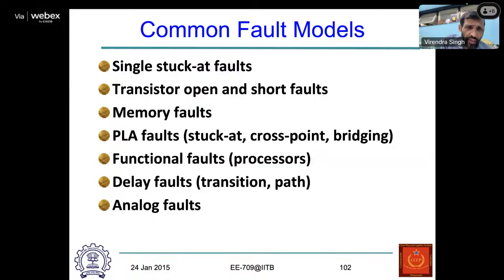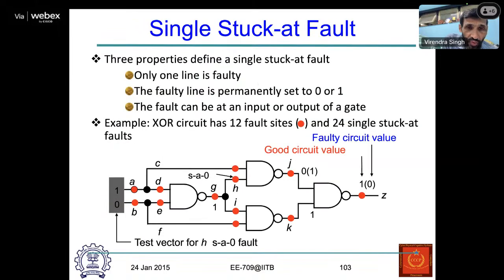Then there are some faults like transistor open and transistor short, which are there when you have a transistor-level design. There are faults in the memory, PLA, functional fault models, or timing faults that we will discuss. Let's say that this is one circuit, perhaps a typical implementation of an XOR gate. Now this XOR gate has about 12 nets.